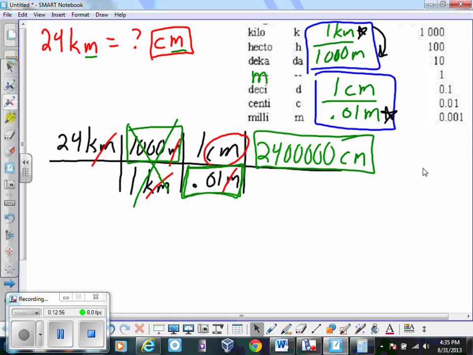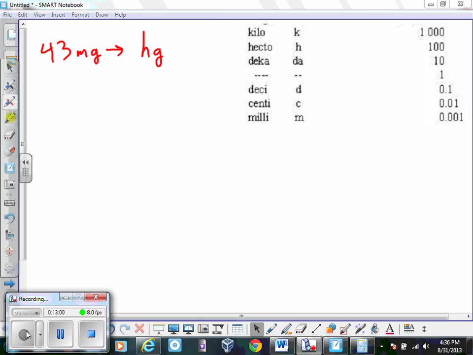We're going to give it one more try, and then I'll let you guys try to complete your homework. Okay, so this problem is taking 43 milligrams and going to hectograms. So this is also a two-step problem. The base is grams. So the first relationship I want to talk about is between milli and grams. So I'm looking at the number over here.